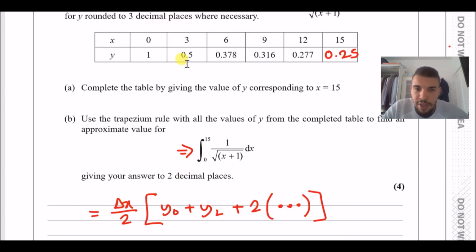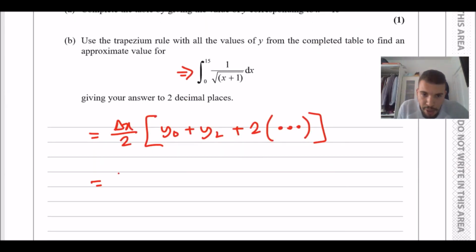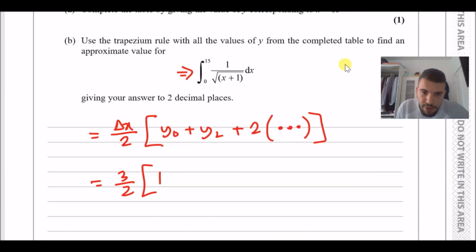So what do we have? We can see that the change in x between each one is going up in threes. So that's going to be our delta x, so it'll be 3 over 2. Our first y value and our last y value, so the 0th and the last, is 1 and 0.25. So just put that in. And guys, you can just put this all in your calculator. Maybe just show the working out, but full answer in the calculator.